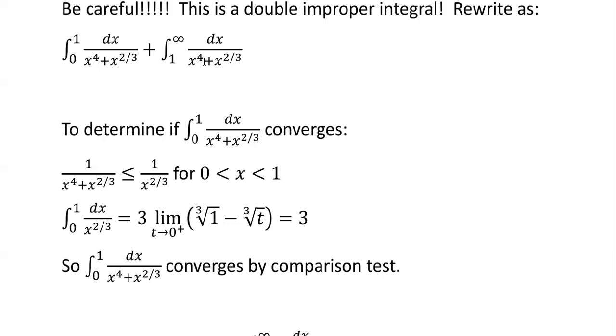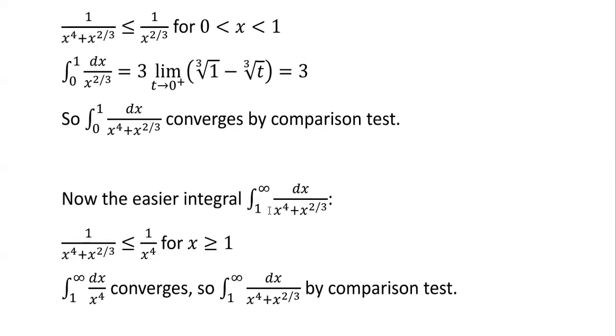Okay, now this piece over here was actually the easier one to do a comparison test on. 1 over x to the fourth plus x to the 2/3 power is less than or equal to 1 over x to the fourth, where x is greater than or equal to 1, the same reasoning as above. We're going to be dividing by something bigger, so the final value is smaller. And we know the integral from 1 to infinity dx of x to the fourth converges. This is power of 4.